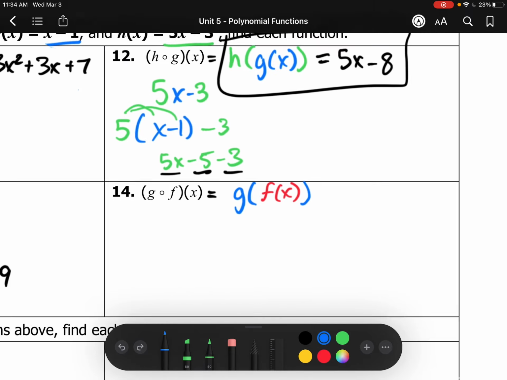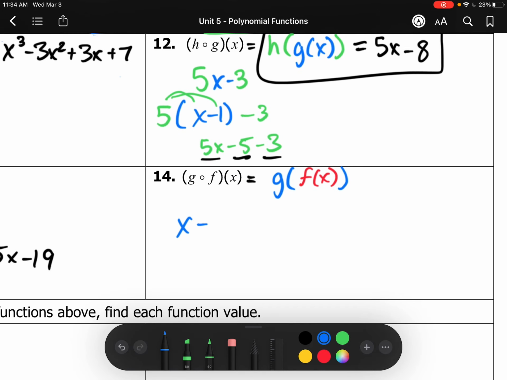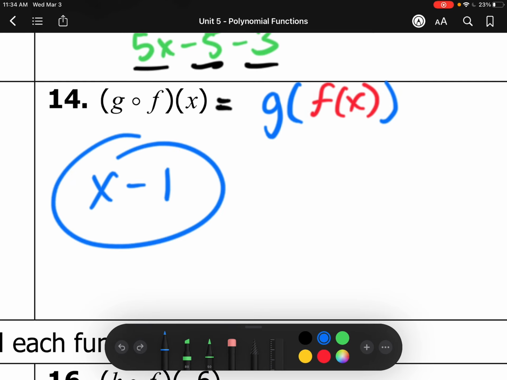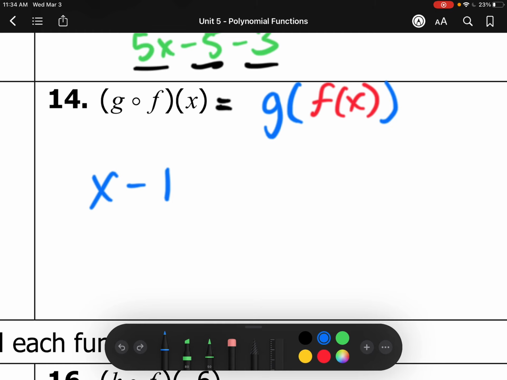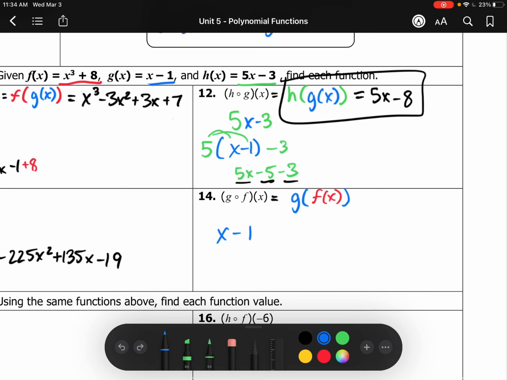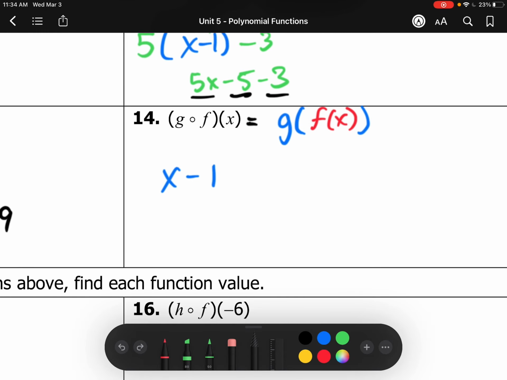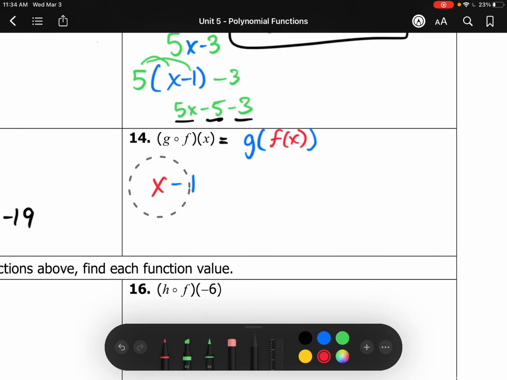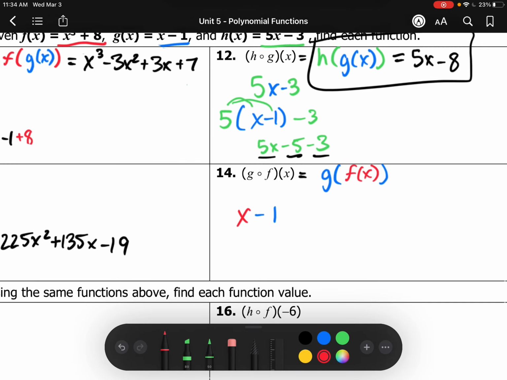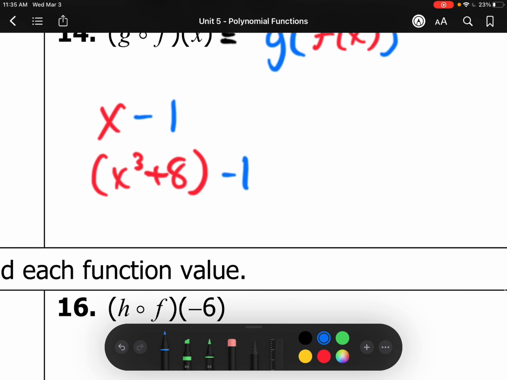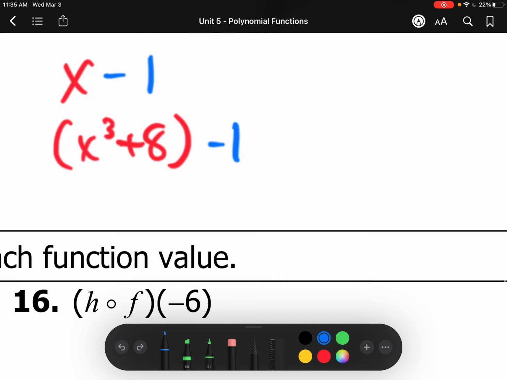So I'm going to write out function g, right? Function g is x minus 1, right? And so this is the function that I'm using, function g. My input into function g is function f of x, which is x cubed plus 8, which means that this x, I'm going to replace with function f of x. So now I'm going to write f of x, which is x cubed plus 8, and then minus 1, right? So this x became this, and then minus 1. All right, and then here we just have two like terms.